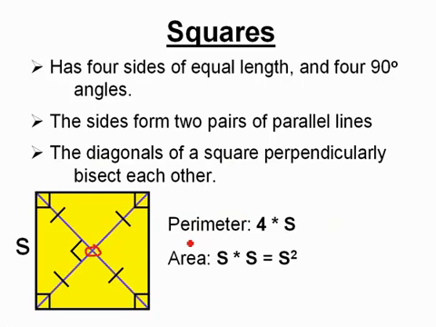The perimeter, meaning the amount of measurement to get completely around it. The sum of the sides. The sum of the sides, thank you, Logan, is equal to 4 times one side. You'll see how I label one side as S. Whereas the area is simply the side times side, so S squared.